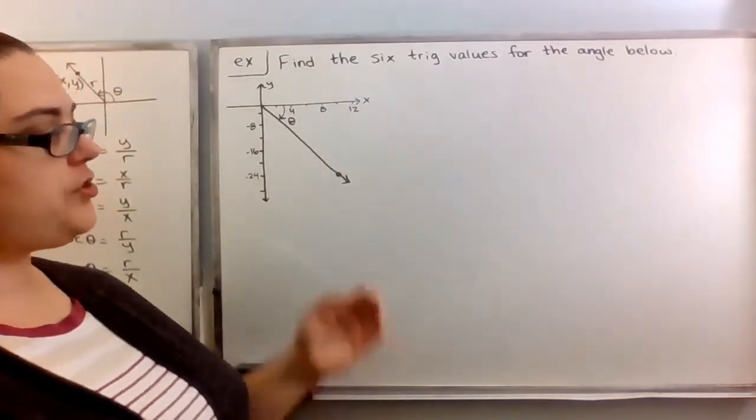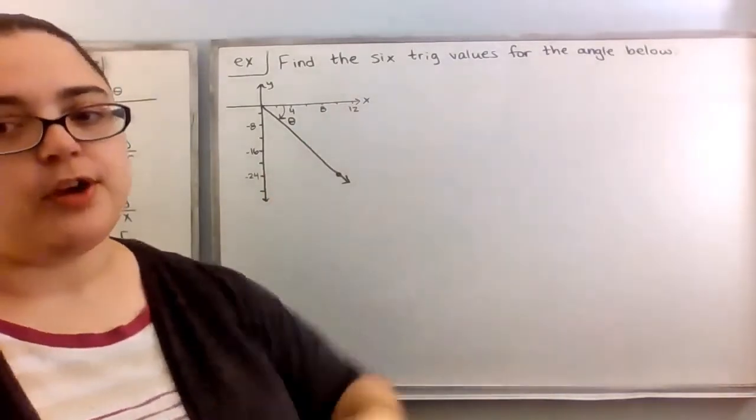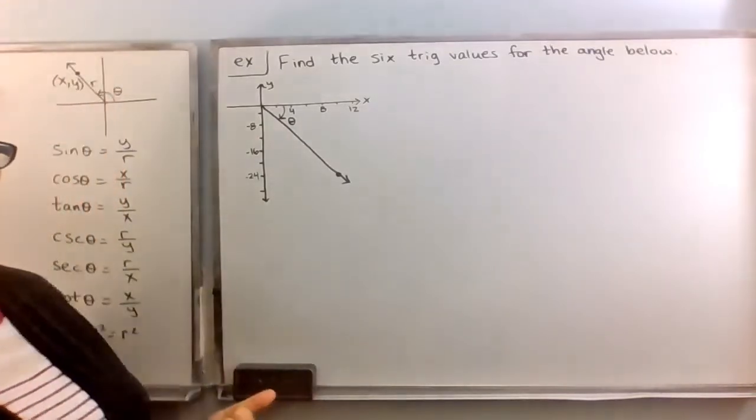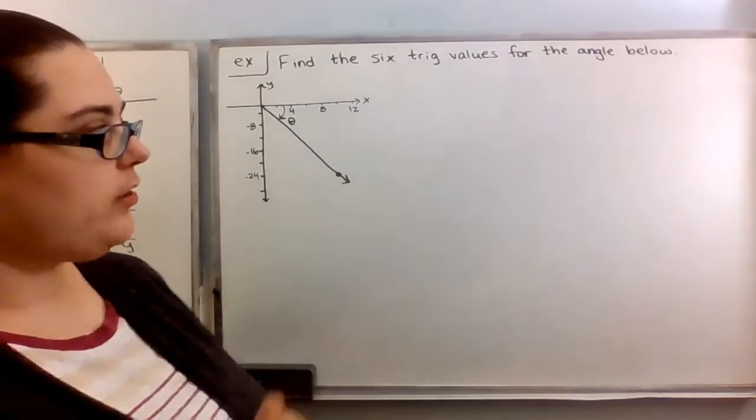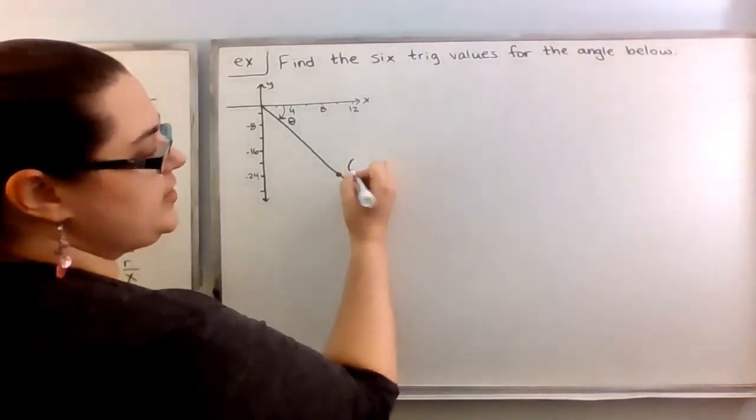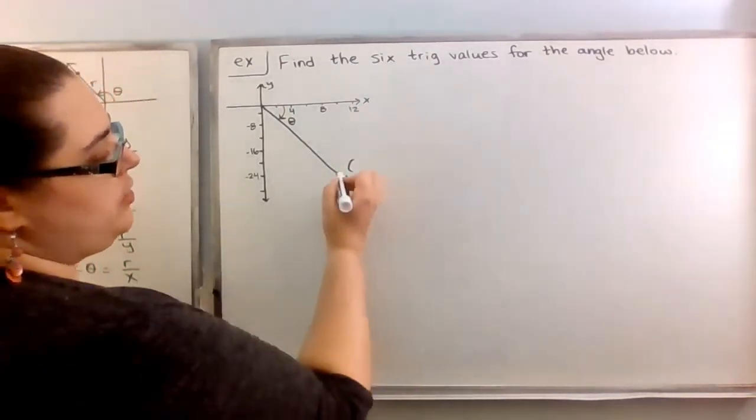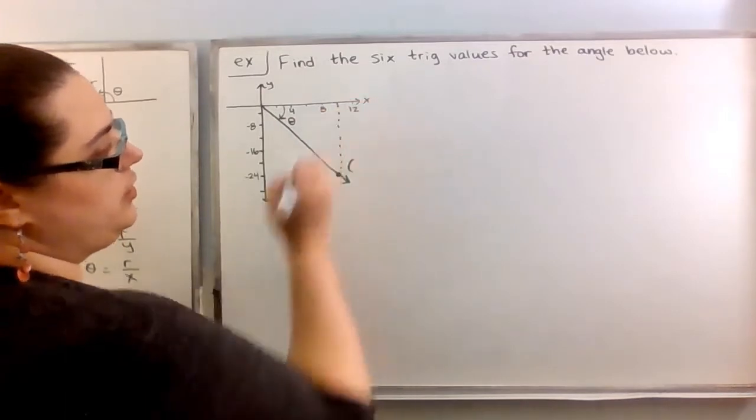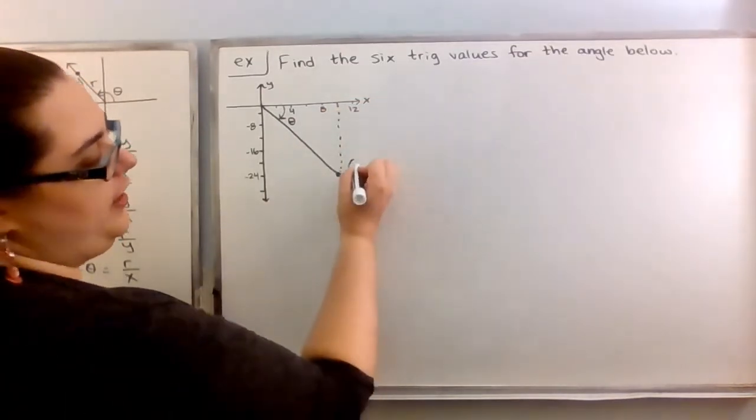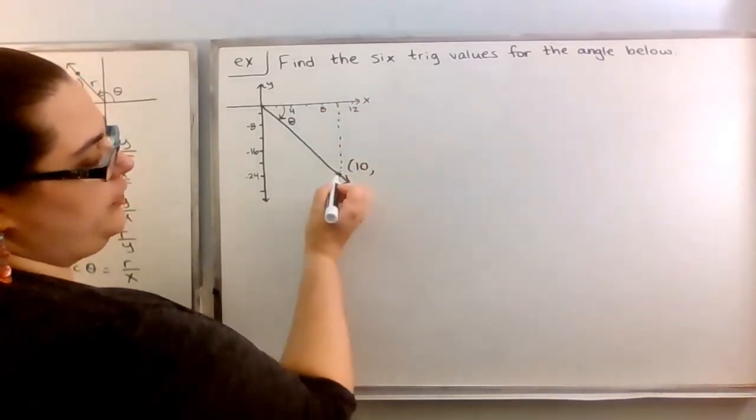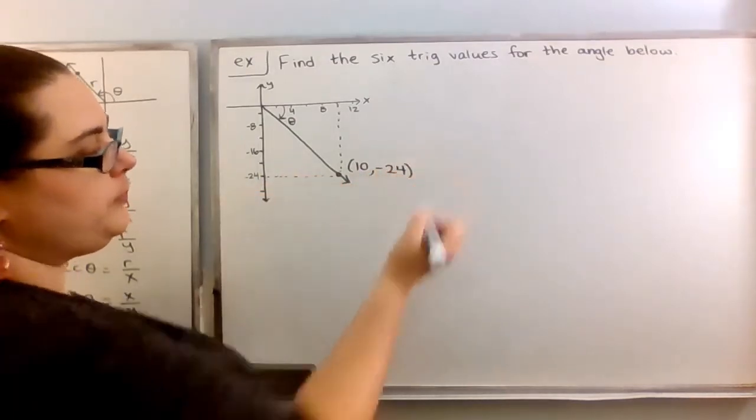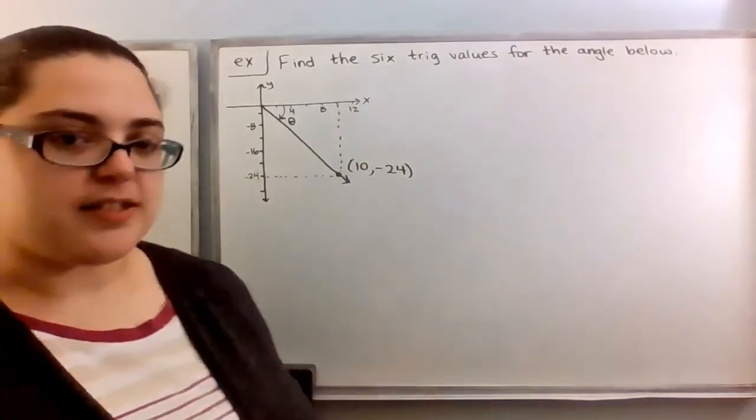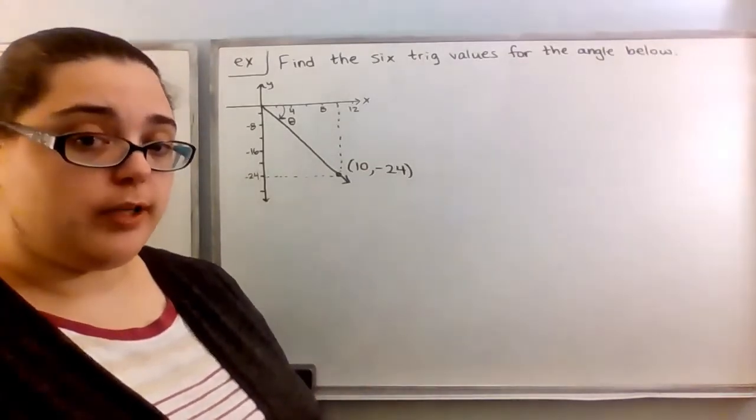Now, in order to find the 6 trig values, we need to know the values for x, y, and r, since that's what we have in our formulas. So when I look at this point, let's find the x and the y value. For the x value, it looks like we have 10. And for the y value, it looks like we have negative 24. So we get the x and y values from the coordinates of the point.